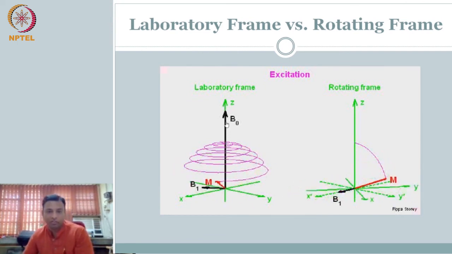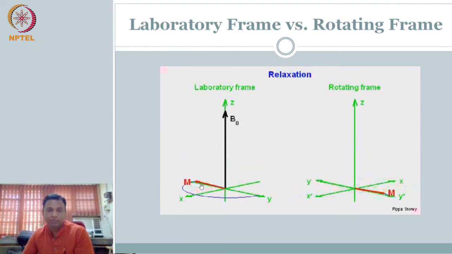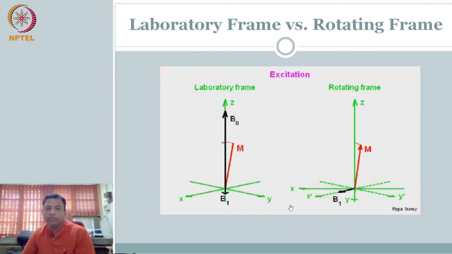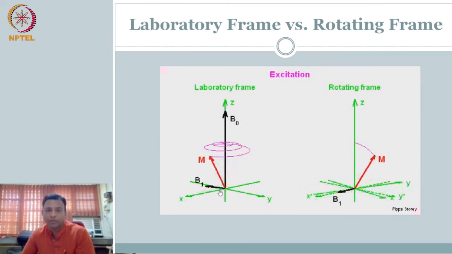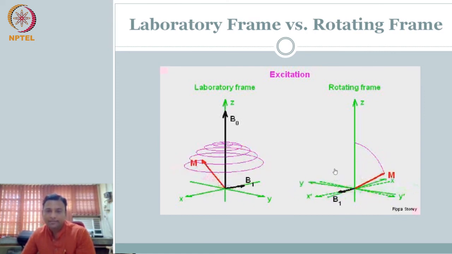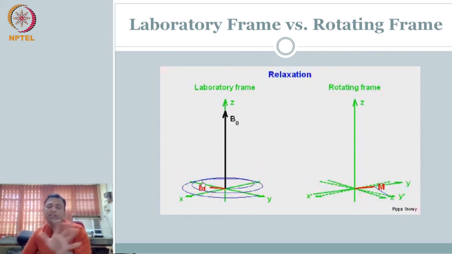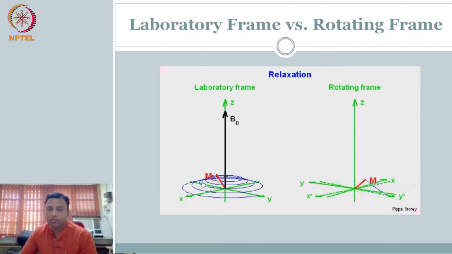In the laboratory frame of reference, the magenta is the motion path. This is how you are representing M, which is changing in time. If you do that, this is the relaxation that you see. Whereas in the rotating frame of reference, you're sitting on the rotating frame B1. If you're sitting on B1, then you don't have to worry about that rotating, so you are just looking at this. These are two different ways of viewing it. You become more familiar with it.